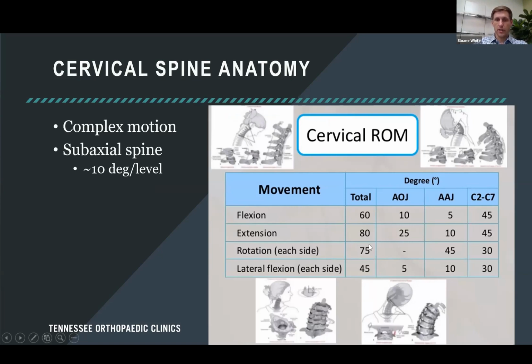As you can see from this chart here, a majority of your flexion extension comes from the top joint, but the subaxial spine, which is the vertebrae below the second vertebral body, which we call the axis, contributes a significant amount of movement in our neck, about 10 degrees per level for flexion, extension, rotation, and lateral bending.